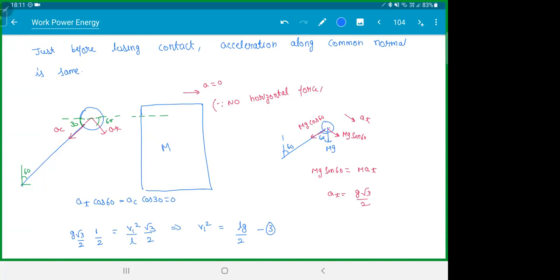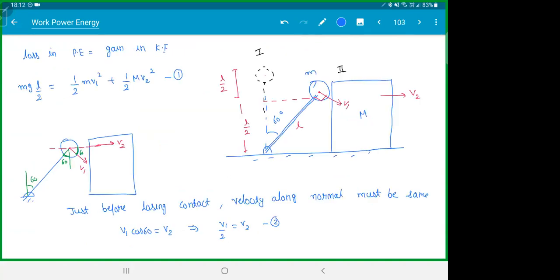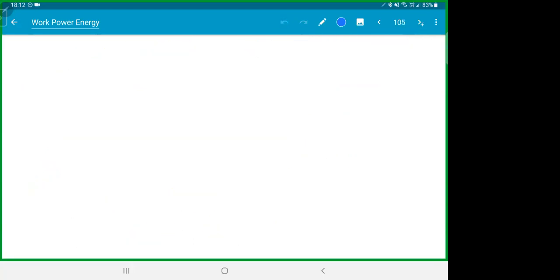Clear? Now we got everything. We can just solve. So energy conservation: mgl by 2 equals half mv1 square plus half capital Mv2 square.